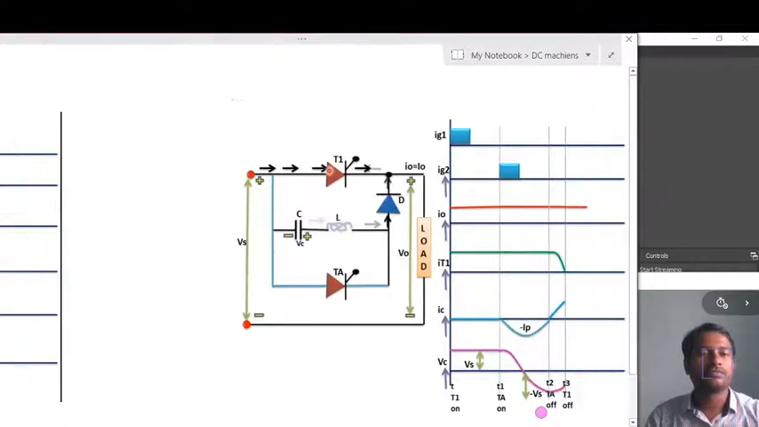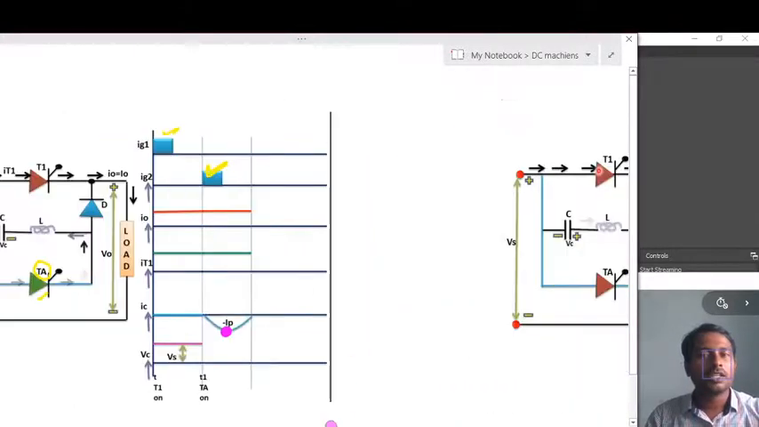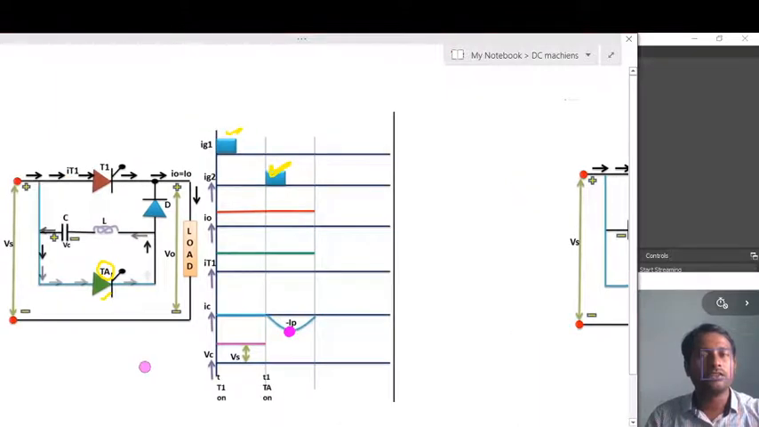Observe carefully. This is up to the previous diagram. Now at this position the capacitor voltage is reversed. In the previous diagram, if you see, this is the capacitor and this is the inductor.